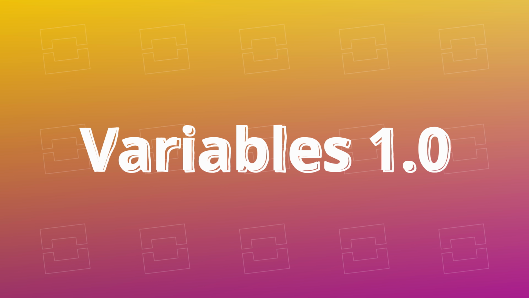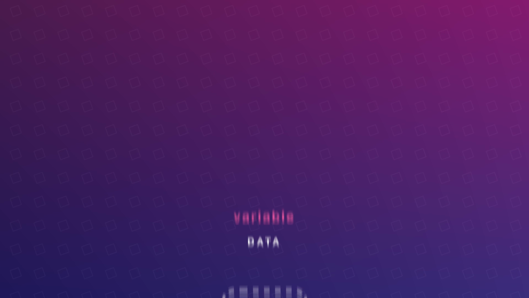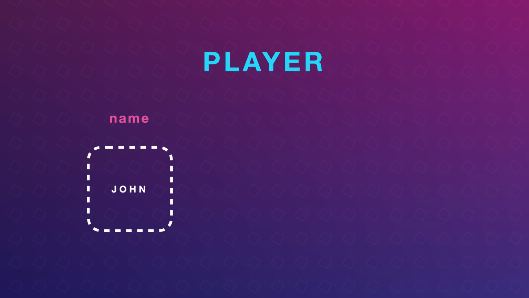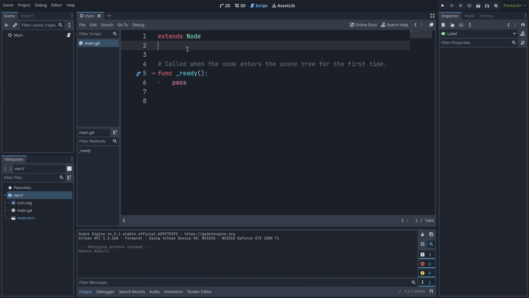Variables 1.0. Variables are essentially containers that hold information. In the case of a player character, we could use variables for information like the player's name, health, damage, and perhaps if the player is alive or not. Let's make a health variable.